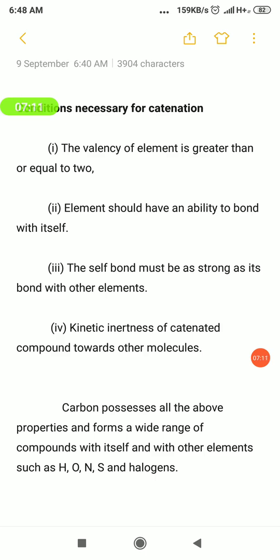Okay, and kinetic inertness of catenated compounds towards the other molecules, கூட in a easier react ஆகக்கூடாது. That is called as kinetic inertness. So these are the 4 conditions necessary for the property catenation.